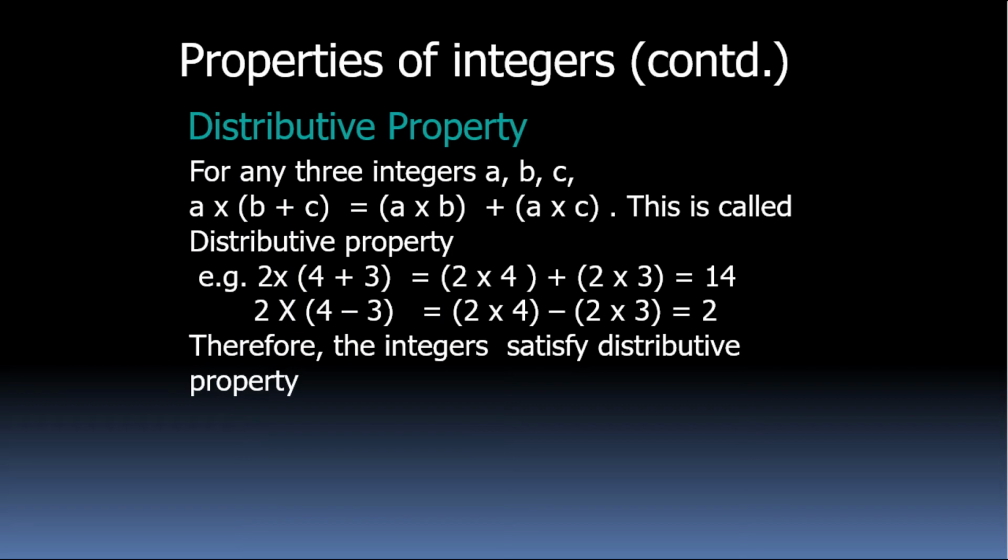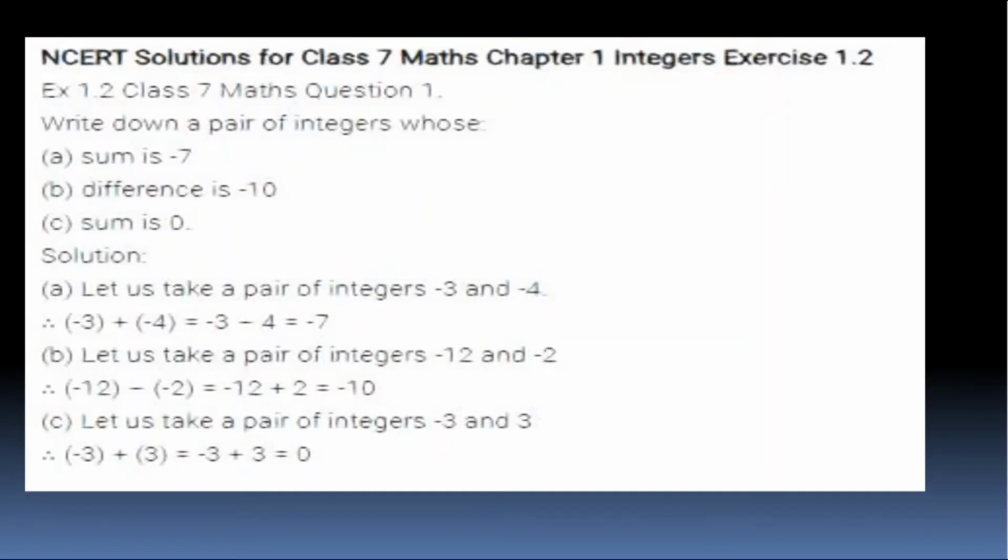So 2 into (4 minus 3): if the sign of subtraction is there, still we need to multiply 2 with 4 and 2 with 3. So 8 minus 6 is equal to 2. Therefore, integers satisfy the distributive property. Let's come to our exercise 1.2.